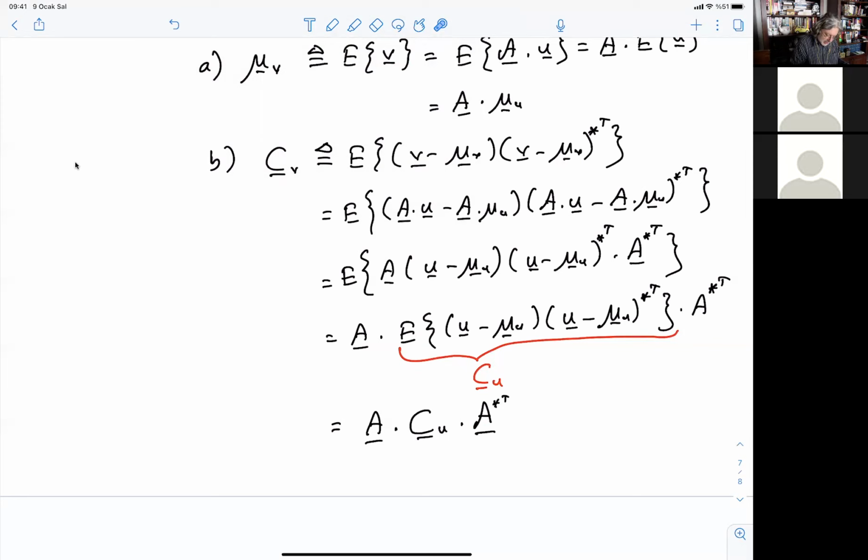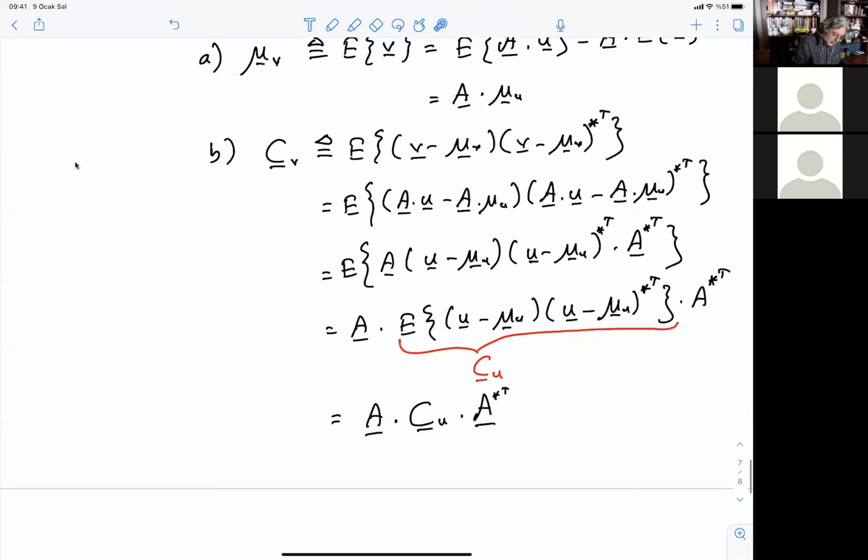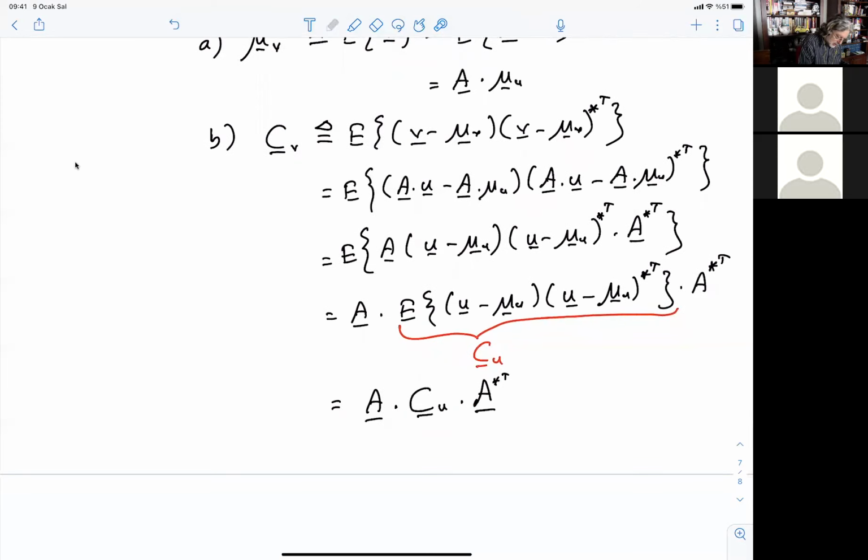And the same formula holds for autocorrelation too. Let me write it in a different color, like in blue. R sub V is equal to A times R sub U times A conjugate transpose. This is also valid, of course. It's easier to show it this way. So these are the properties of the unitary transform matrices.